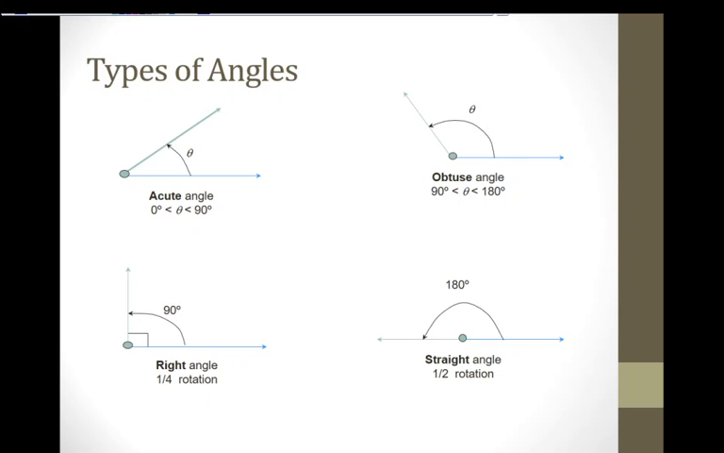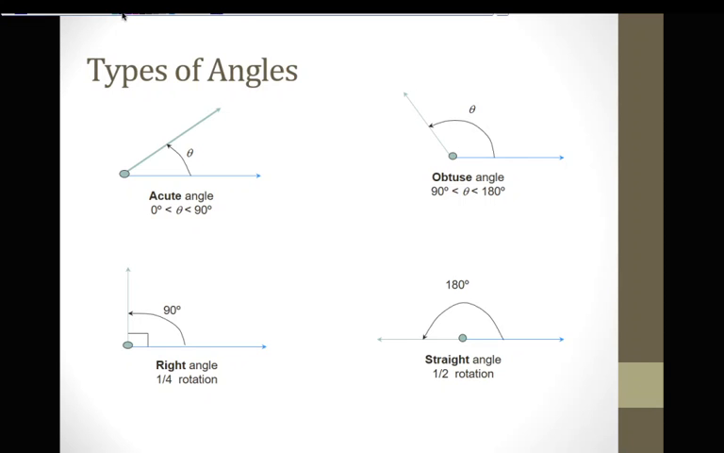Versus a line, which is named by 2 points. So if you think about a line like this, this is the line AB, versus this angle, which is made up of 2 rays. So this ray and this ray, a straight angle would be angle ABC.